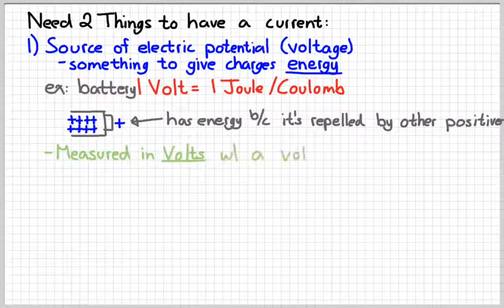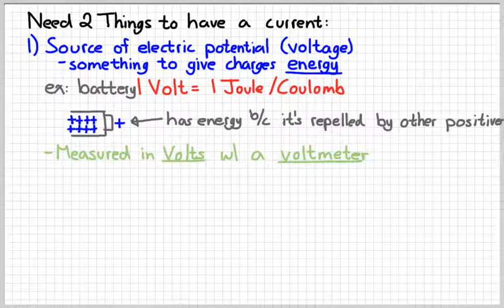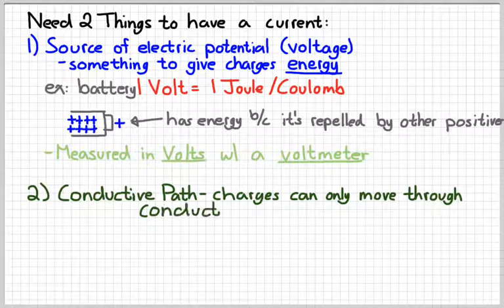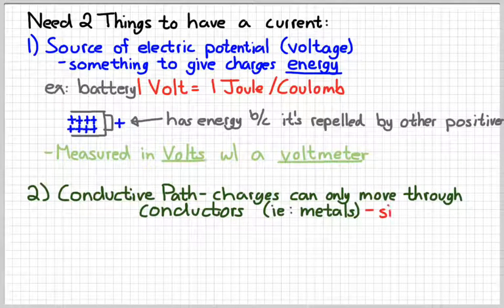Again, the way that we measure it is with a device called a voltmeter, and the unit is volt, or joule per coulomb. The second thing that we need in order to have an electric current is a conductive path. Remember that charges can only move through conductors such as metals.